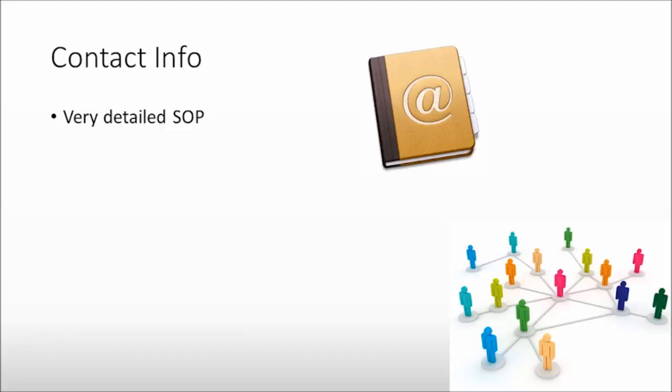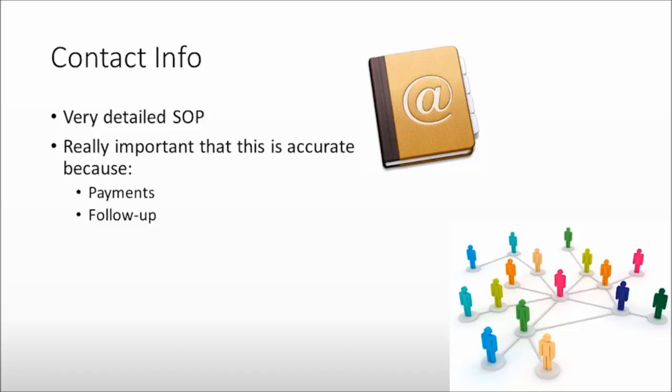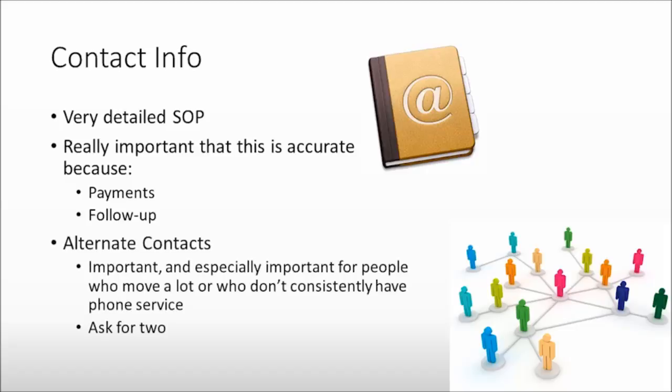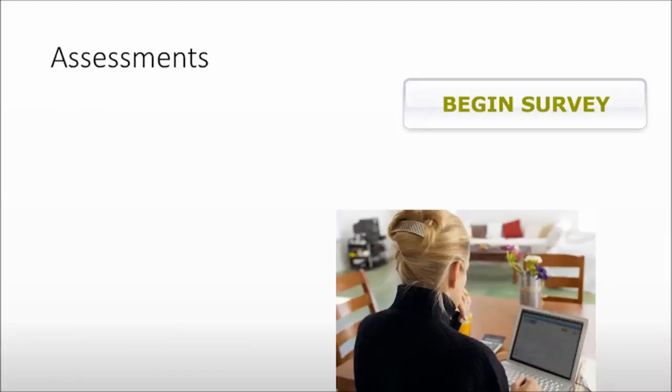Collecting contact information at the 1 week assessment has a very detailed standard operating procedure, and that's really important because we want to make sure that we get as accurate information as possible. We might be at some point sending them payments via check or trying to follow up with them, so we want to make sure that this information is not only accurate but up to date as much as possible. We also get alternate contacts for everyone, and this is important especially for people who move a lot or don't consistently have cell service. And we ask for 2 people because we want to make sure that we are able to contact them if they move in 6 months.